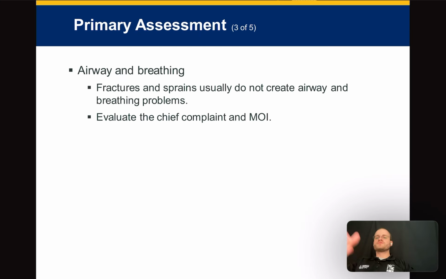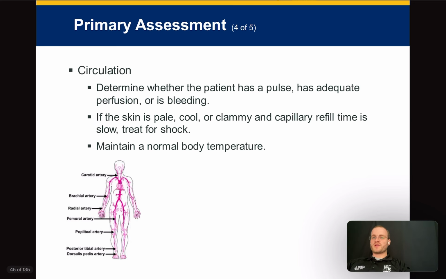airway and breathing. Fractures and sprains usually do not create airway and breathing problems. That's true. With the exception of what, right? Fractures to the face. Evaluate the chief complaint and MOI. And so what we always want to do, just like when we put on a backboard, is check pulse, motor, and sensation of the affected extremity that we're about to splint, before and after our interventions.